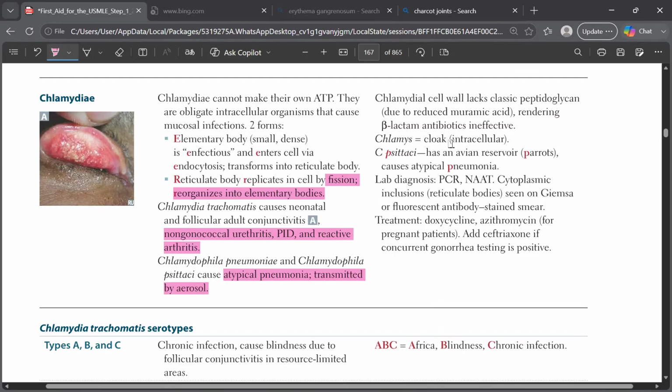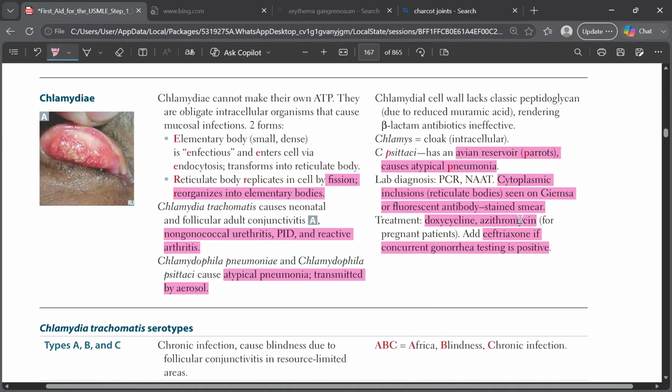Chlamys means cloak, that means intracellular. C. psittaci has an avian reservoir, which means parrots, that cause atypical pneumonia, and lab diagnosis is by PCR, NAT, cytoplasmic inclusions seen on Giemsa or fluorescent antibody stained smears. Treatment is by doxycycline, azithromycin in pregnant patients, add ceftriaxone if concurrent gonorrhea test is positive.